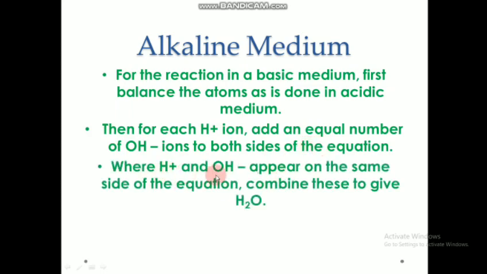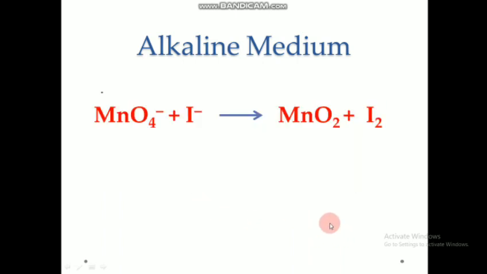So when we add H plus and OH minus on the same side, they will combine to form H2O. As H2O is H and OH ions together, finally we will get water in the product. So that's why we are adding the same number of H plus and OH minus on both the sides. We will see an example now.